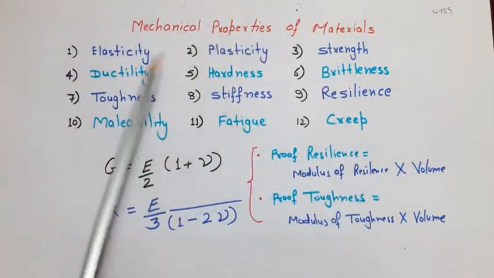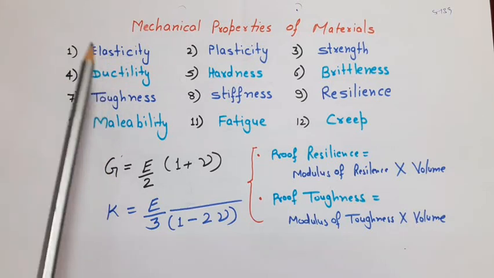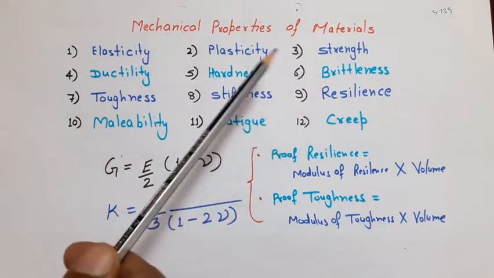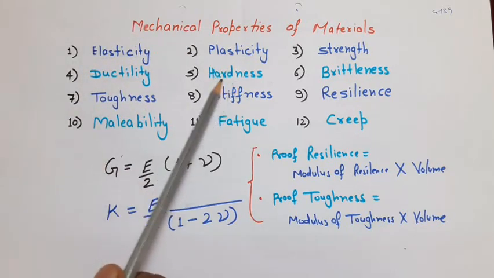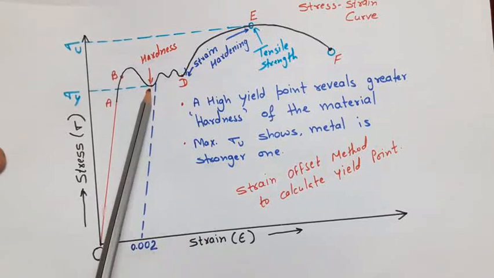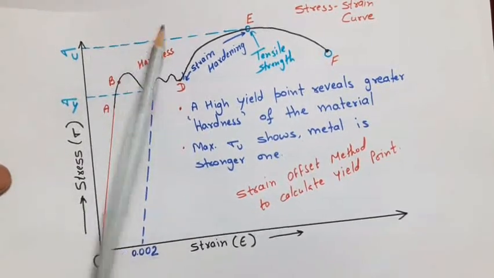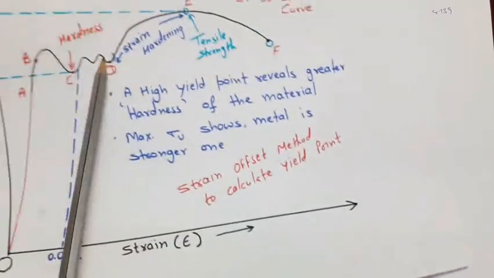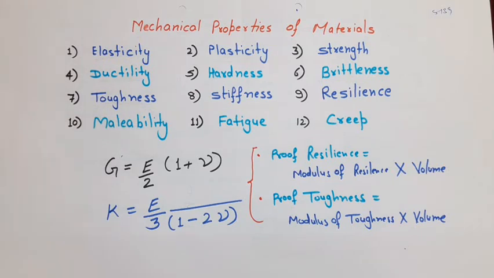Then we also know about ductility, which is the property of a metal to be drawn into wires. Ductility is directly related to plastic deformation. The higher the plastic deformation range in the stress-strain curve, the higher the ductility. Then we know about hardness, which corresponds to yield point strength. The higher the yield point strength, the higher the hardness. In hardness, plastic deformation is not allowed. Then we know about toughness of a material, where plastic deformation is allowed. If in the stress-strain curve the plastic deformation range increases, then the toughness of the material also increases.